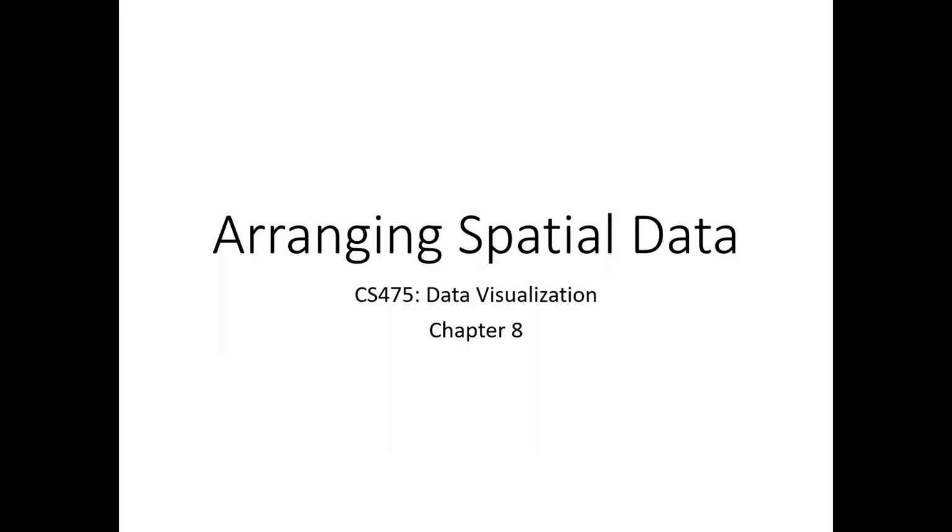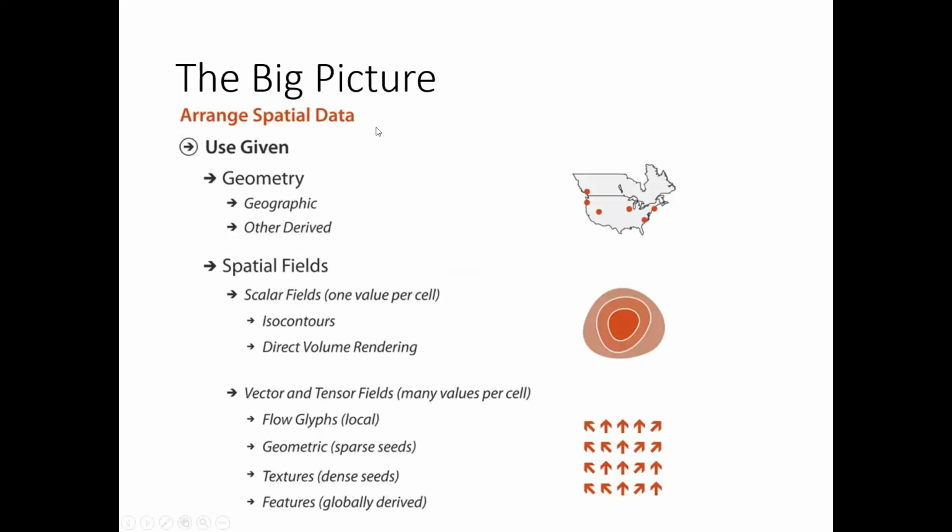Okay, so today we're going to look at Chapter 8, which is arranging spatial data. And really, for spatial data, the type of data that you have really informs the visualization. And spatial data kind of falls into two different areas. One is geometry, which is geographic or other derived geometry data. And the other is spatial fields.